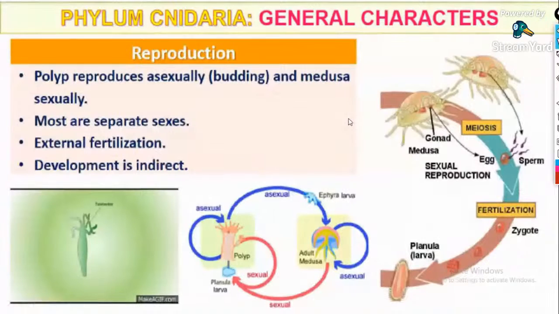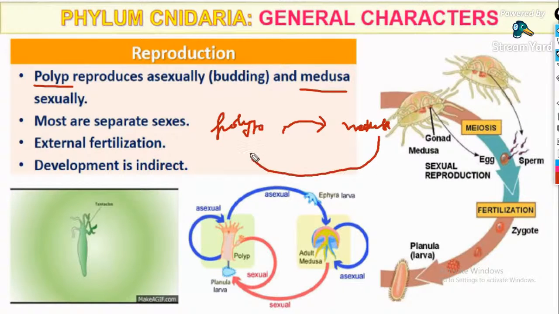Reproduction. In case of cnidarians, they have an asexual form and a sexual form of reproduction. The asexual form is known as polyp, and the sexual form is known as medusa. So polyp reproduces asexually and medusa reproduces sexually. So it is a cycle. Polyp asexually produces medusa, and this medusa sexually produces polyp. So the asexual form is known as the polyp and the sexual form is known as medusa.